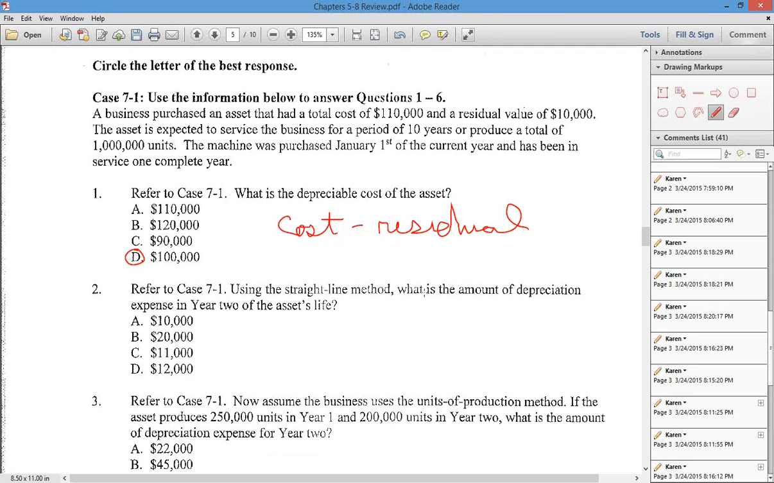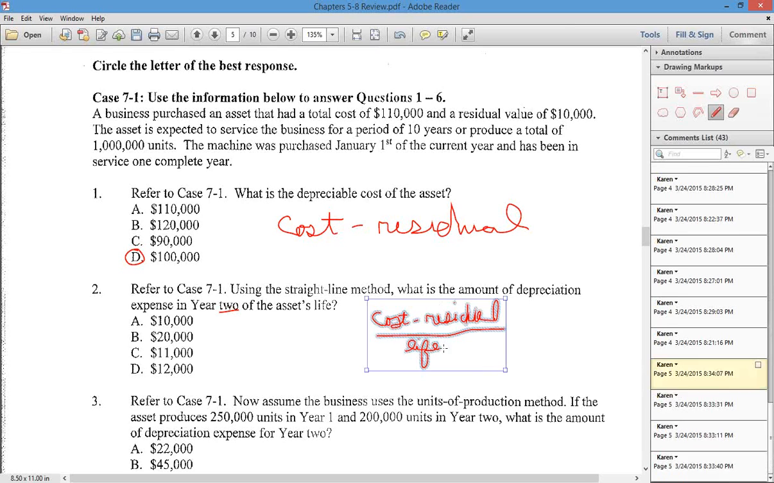Using the straight line method, what is the amount of depreciation for year 2? Now it's asking us for year 2, not year 1, and it's straight line. So for straight line, it's cost minus residual, right? Or the depreciable amount, divided by life. In this case, it would be in years.